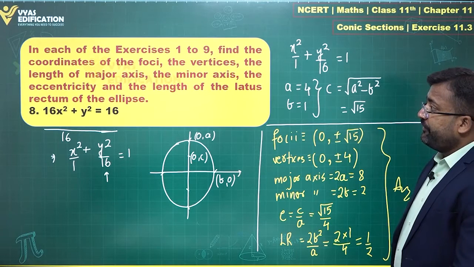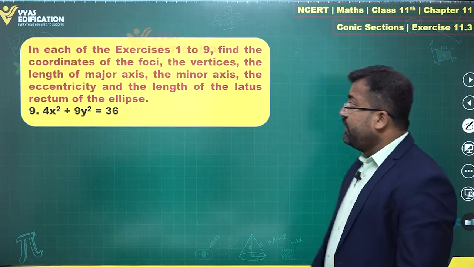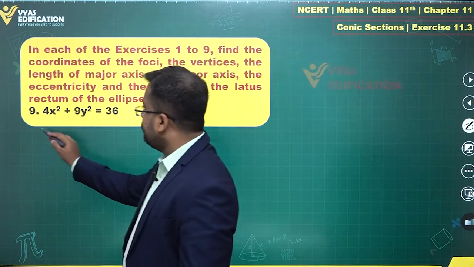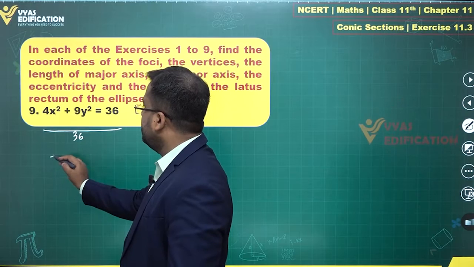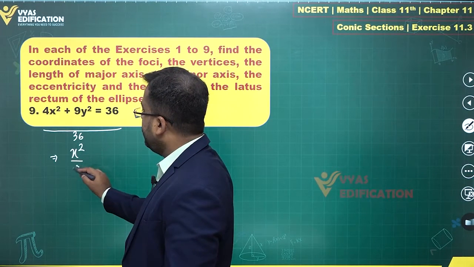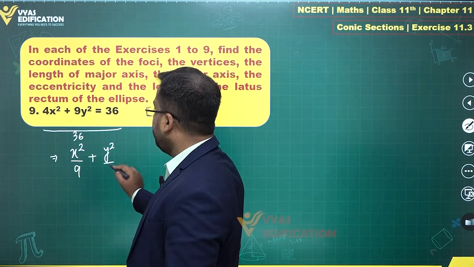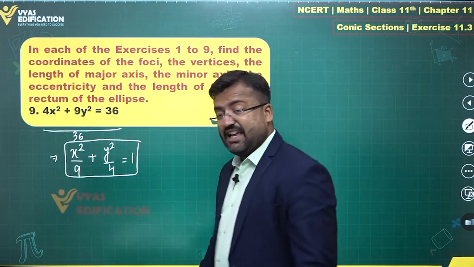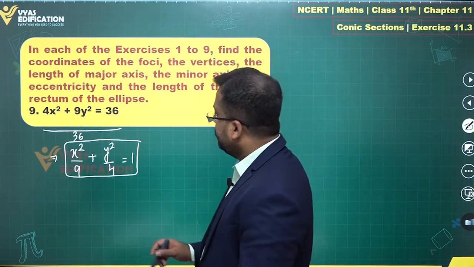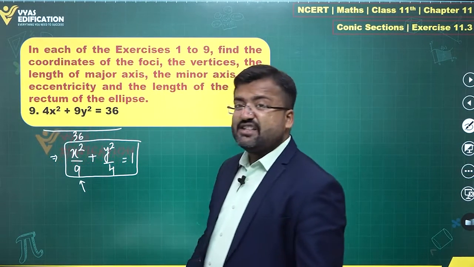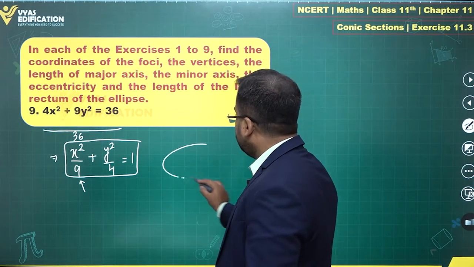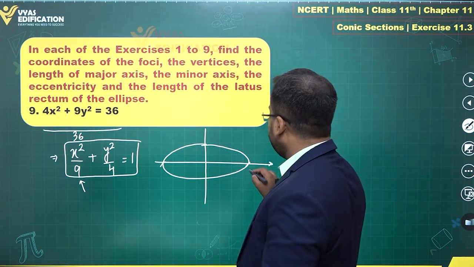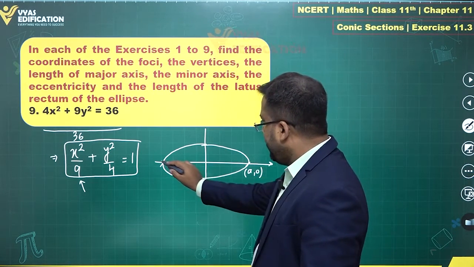This is the overall answer for this question, as you can see over here. This is the 8th question. The 9th question says 4x square plus 9y square equal to 36. Okay, let's divide by 36 throughout. And this becomes x square upon 9 plus y square upon 4 is equal to 1. Okay, this is the ellipse now. And what next? Do you observe that the denominator of x square is greater? Yes. So this will be a horizontal ellipse in this way.